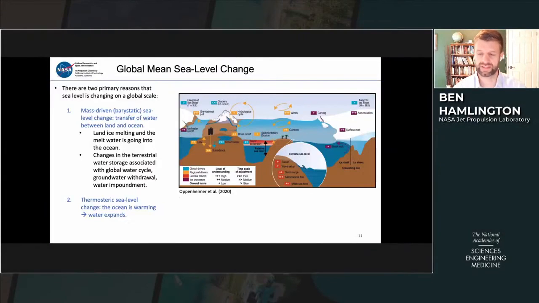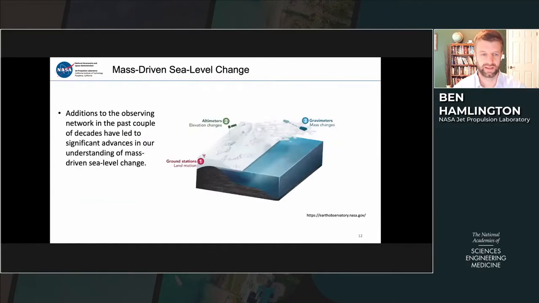All right, so from these altimeters and the tide gauges, we know that global sea level is rising. And we can start to drill down a little bit into the processes contributing to this change. So to start with the first factor, I'm going to talk about mass-driven or barystatic sea level change. This comes from the ice sheet melt, from glaciers, and then also groundwater withdrawal or changes in terrestrial water storage that go into the ocean. So I'm going to focus first on this.